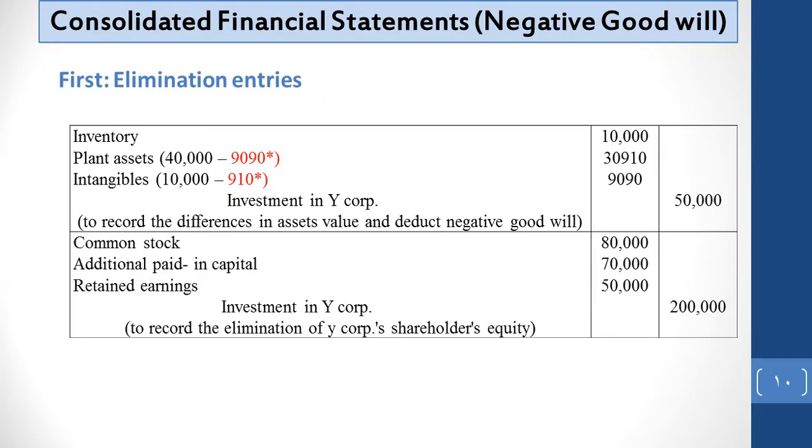The elimination entries are the same like the previous example. We place the assets in the debit and investment in Y in the credit. And we place the assets by the difference between its book value and fair value. And don't forget to subtract the negative goodwill from the plant assets and the intangible assets.